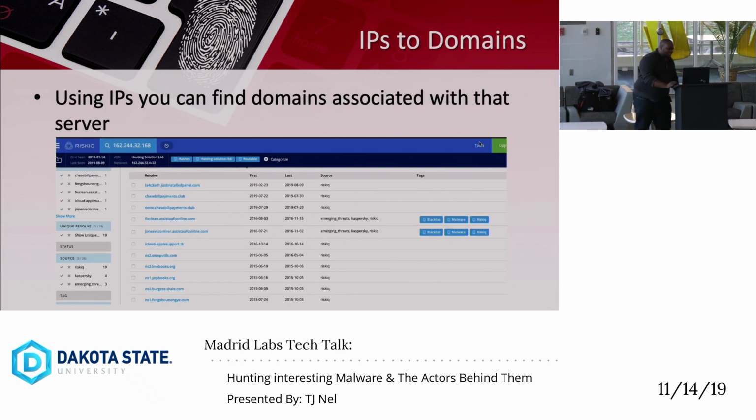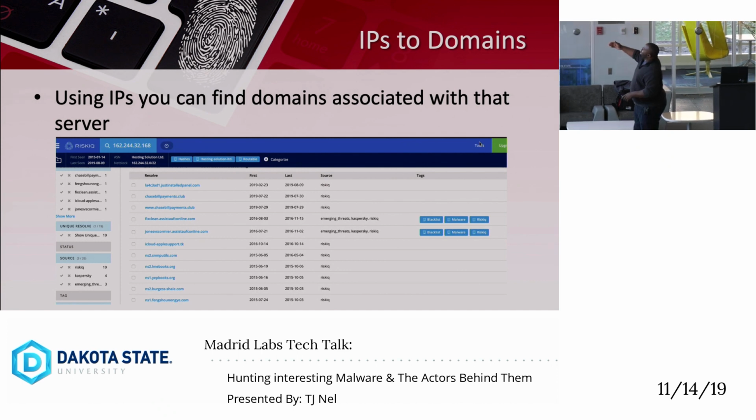IPs to domains, so you can check an IP, and if you see activity with an IP, you can see all the domains that are associated with it. I wonder what this guy was doing. Chase bill payments. Okay. Apple support.tk, those are the types of things. This guy's trying to convince people to give him information, and they're using it in phishing and fraud type stuff. So it's a really great way to find information on different types of actors.